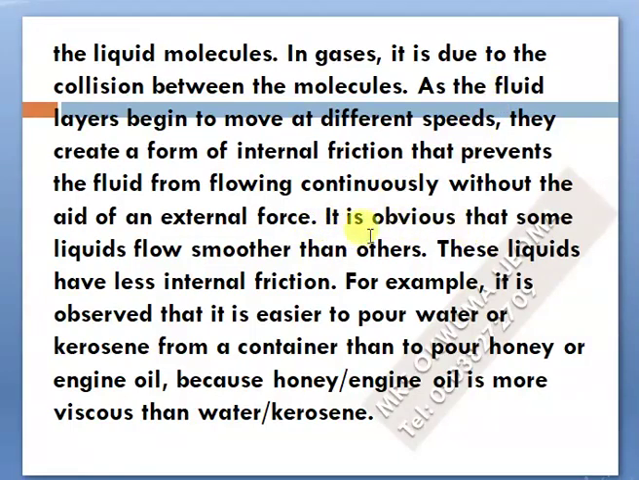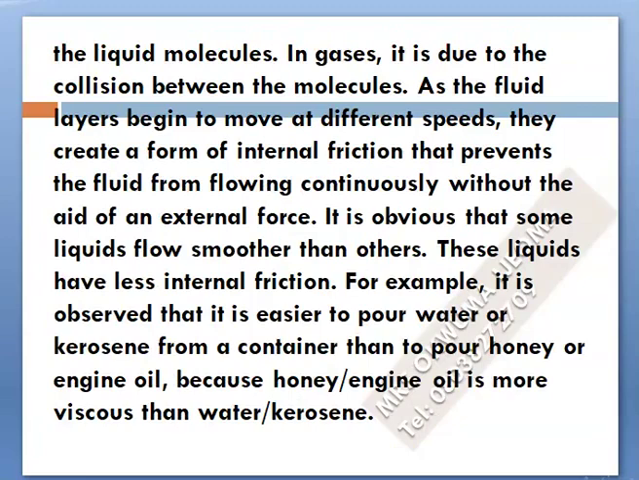Now, it is obvious that some liquid flows smoother than others. This liquid, they have less internal what? Friction, as I've explained. For example, it is observed that it is easier to pour water or kerosene from a container than to pour honey or engine oil. Why? Because honey or engine oil is more viscous than water or what? Kerosene. So I've explained that.